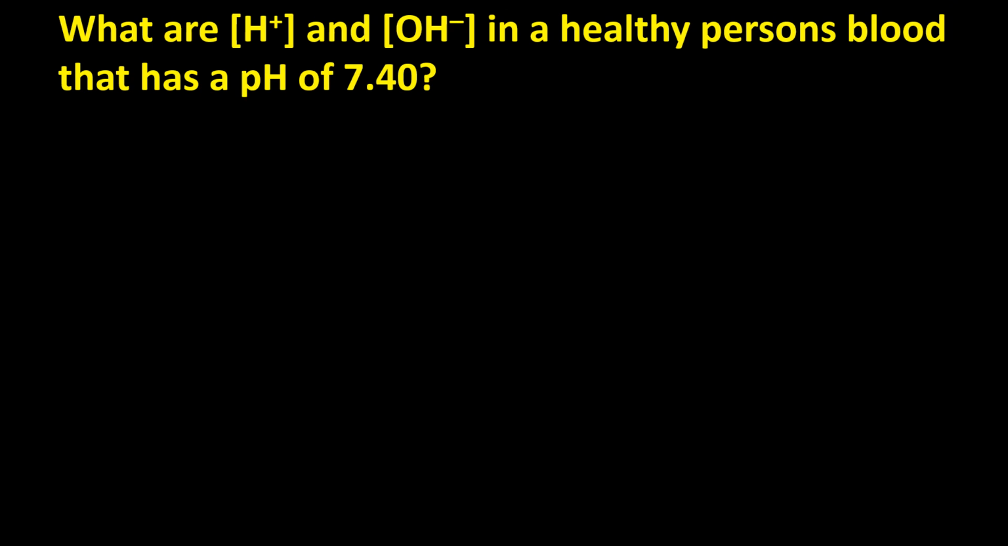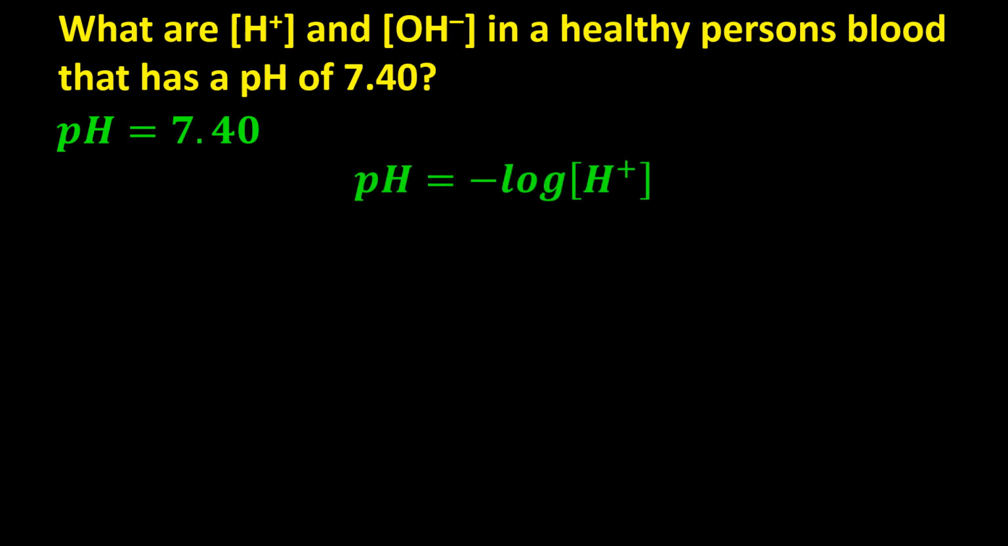What are the hydrogen ion concentration and the hydroxide ion concentration in a healthy person's blood that has a pH of 7.40? So again, what we've been given is the pH of 7.40. So our equation is pH equals the negative log of the hydrogen ion concentration, and that's what we want, the hydrogen ion concentration. But it's tied up in this log. So what we have to do is use the anti-log, which is taking 10 to the negative pH, and that would give us the hydrogen ion concentration.